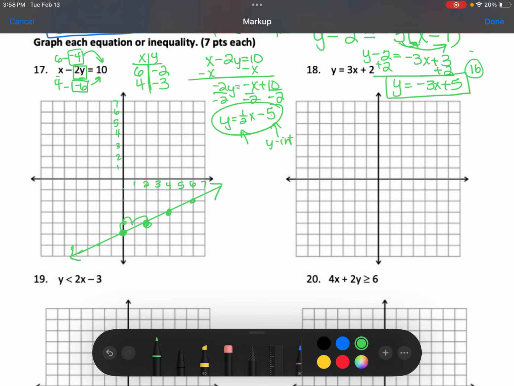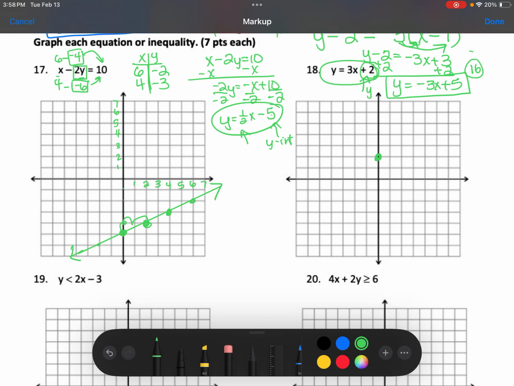Okay, number 18, right here, it's kind of in the middle of a whole bunch of numbers. It's already in slope-intercept form, so I'm not going to do a T-chart for this one, even though I could, and it would probably be pretty easy. I think it's easier to just do slope-intercept form. So this is my y-intercept, which means on the y-axis, I'm going to go to the number 2 and put a dot, because this is 2.